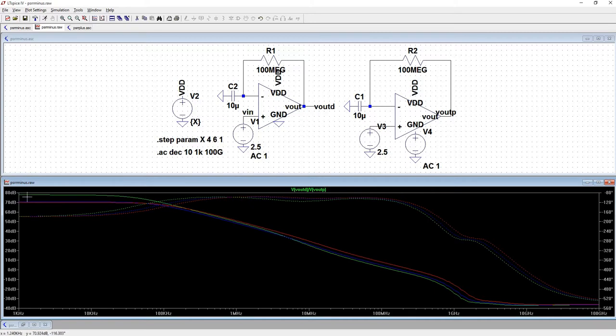So here we're looking at 70, 80. I mean, really anything above 50 is going to be pretty good. And even all the way up to 1 megahertz, you're above 50. So this is actually a pretty good power supply rejection ratio.